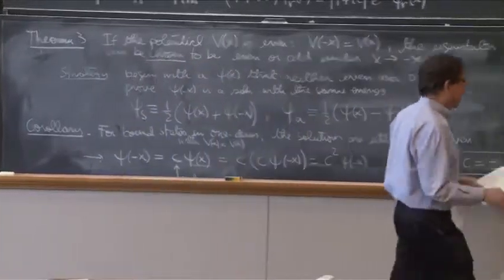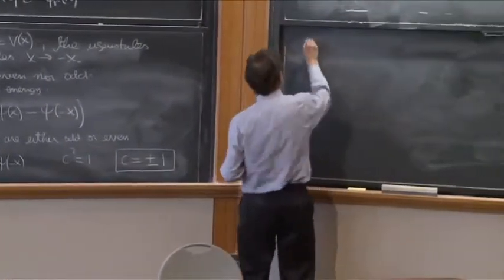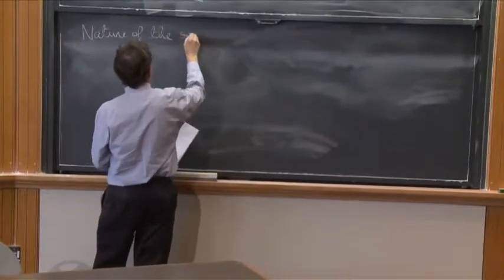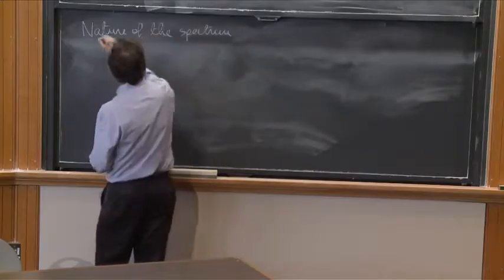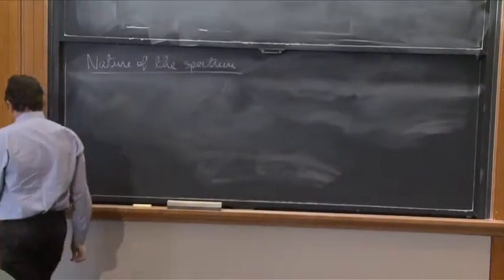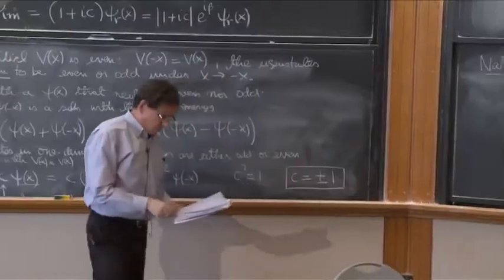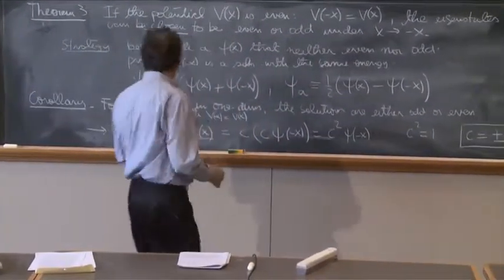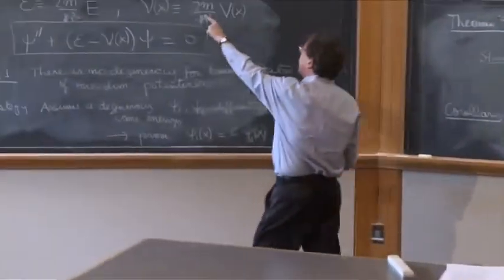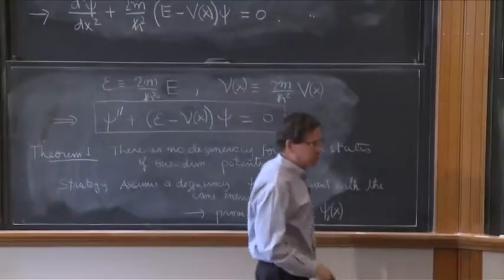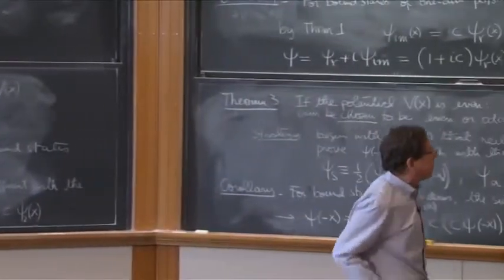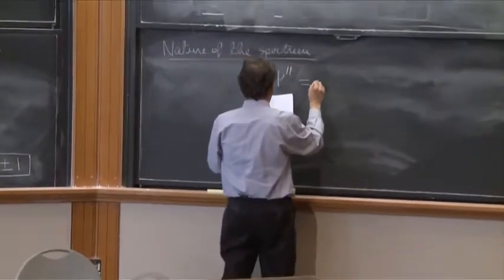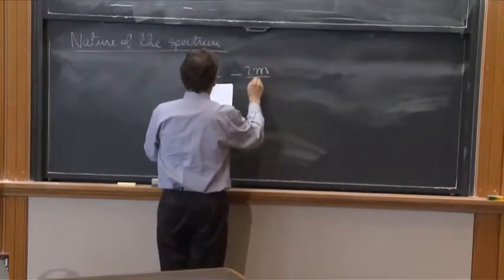Now we talk a little about the nature of the spectrum. What do we want to say here? We want to go back to the Schrödinger equation and just move one term to the right-hand side and just see what can happen in terms of singularities and discontinuities.